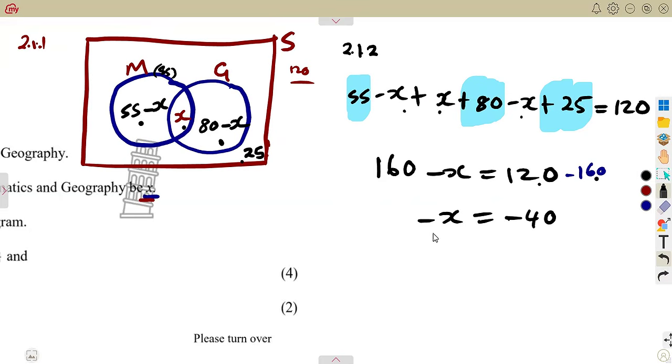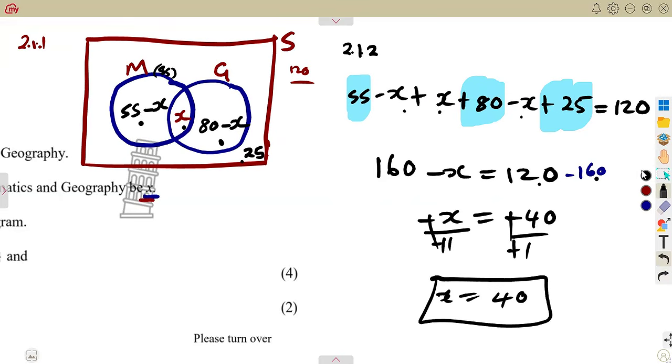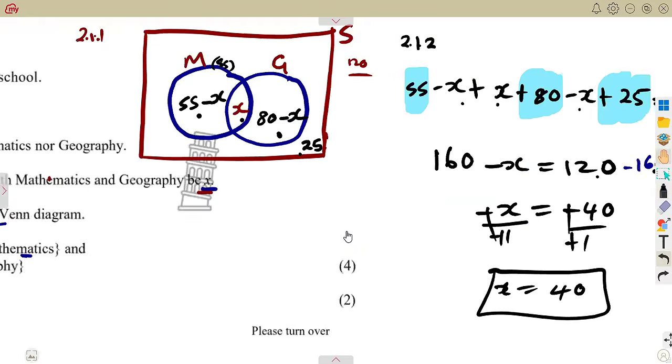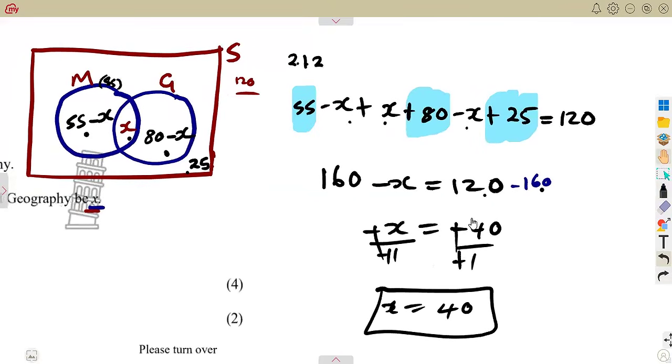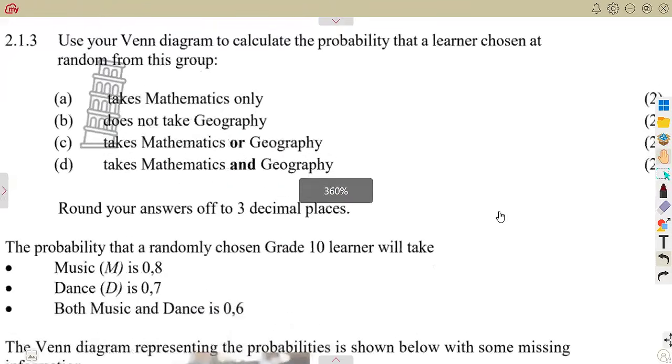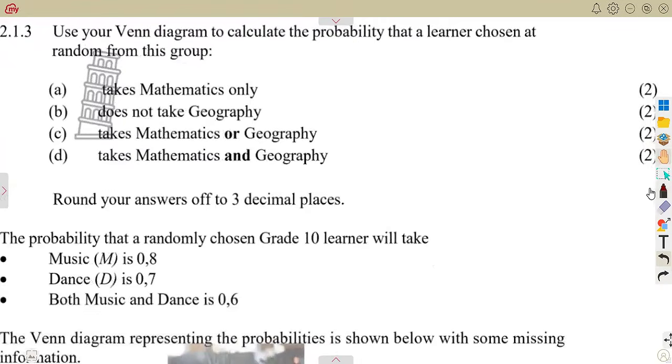So you're going to obtain minus 40 divided by negative 1 to obtain the value of x, which was going to be 40. So that was how to determine x, which are those that are taking both of the given subjects. So there we have got our x, which was going to be 40. Let's consider the other part of our question. Now they're saying, using your Venn diagram, use it to calculate the probability that a learner chosen at random from this group A takes mathematics only.